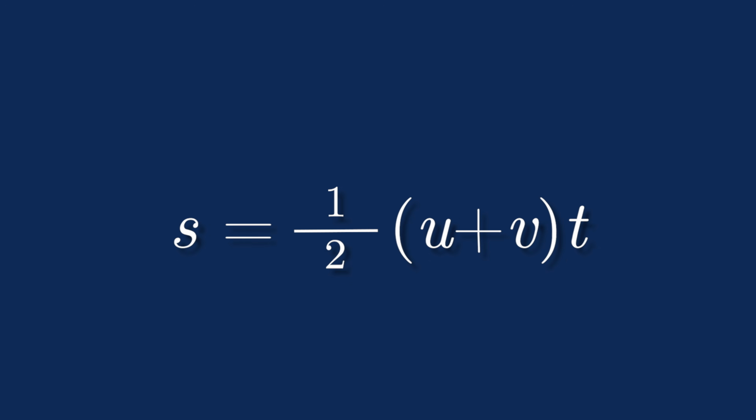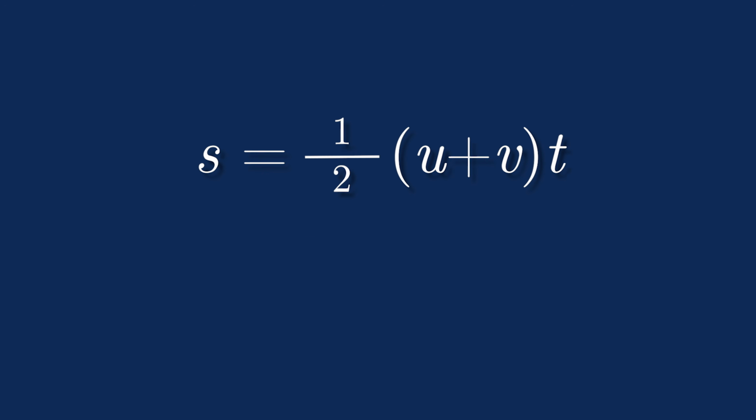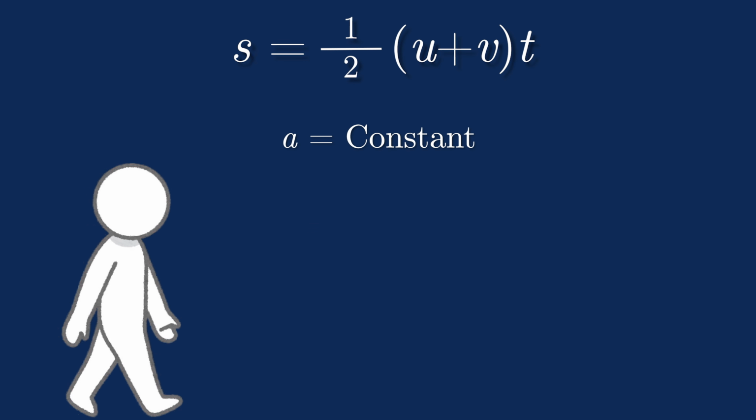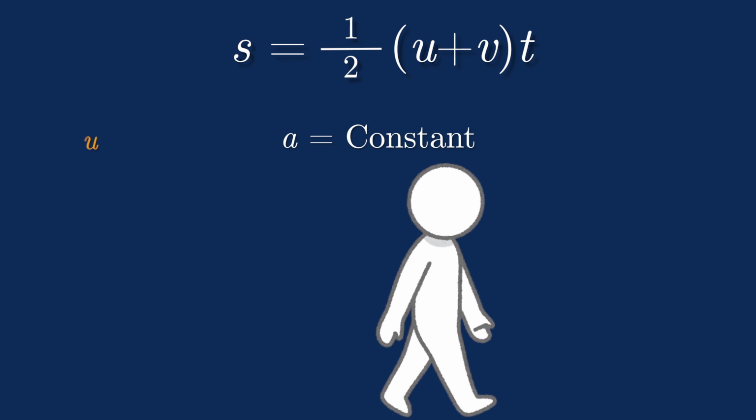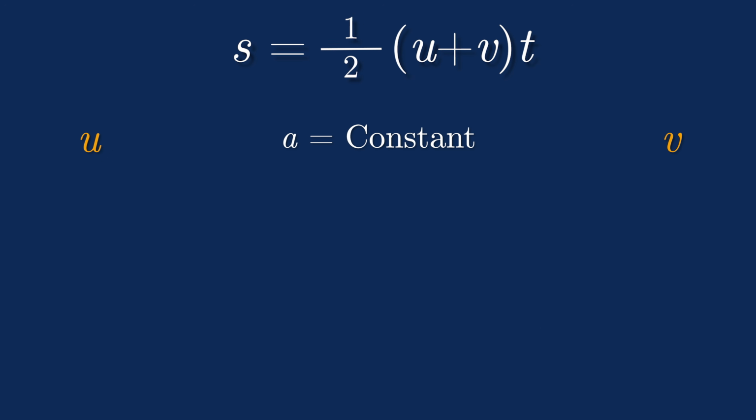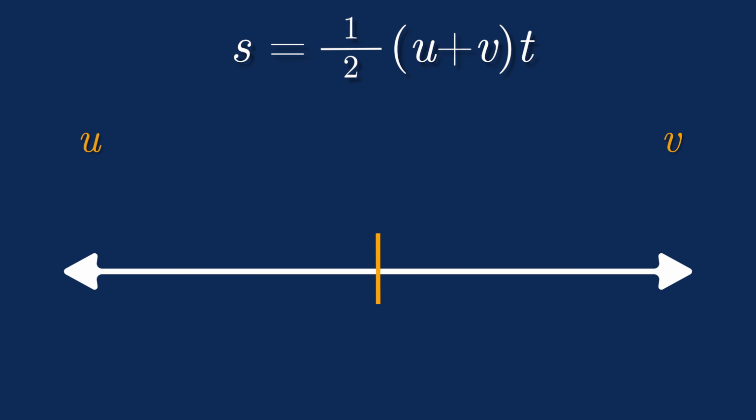Then the fourth equation is S equals a half, all multiplied by open bracket U plus V, close bracket, multiplied by T. This equation says displacement is the average velocity multiplied by time, and that kind of makes sense. If acceleration is constant, then velocity changes evenly from the starting velocity to the final velocity. So the average velocity is just halfway between them.